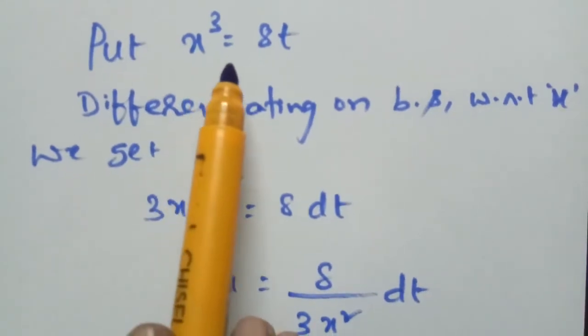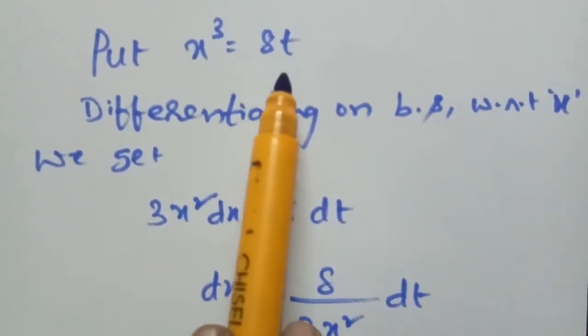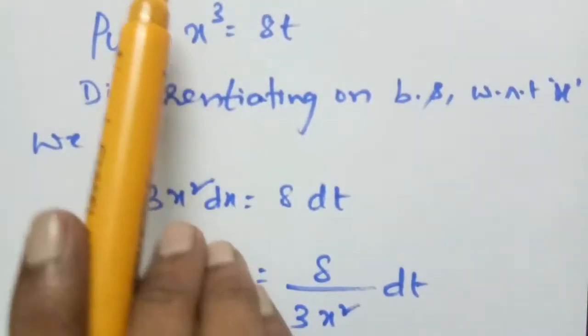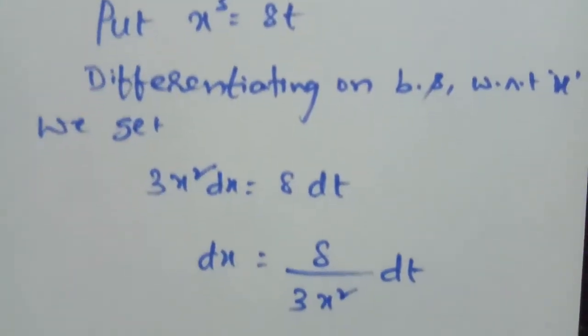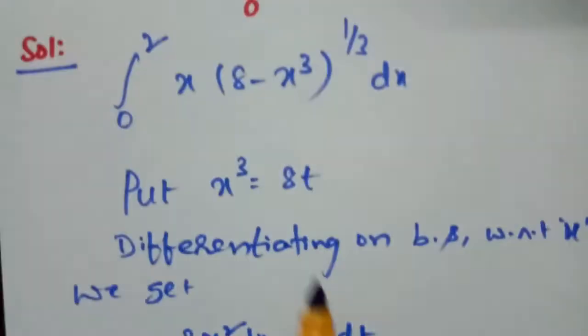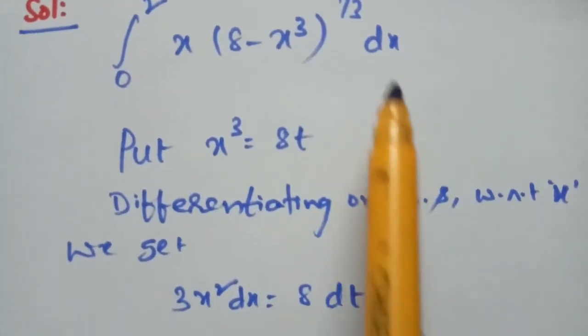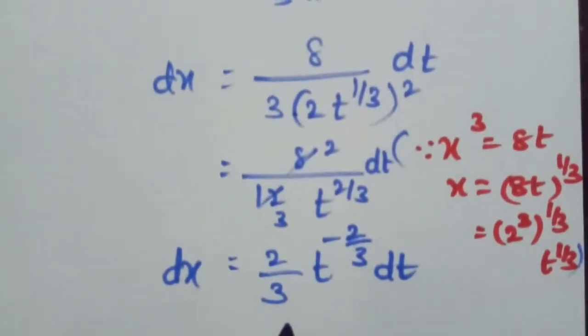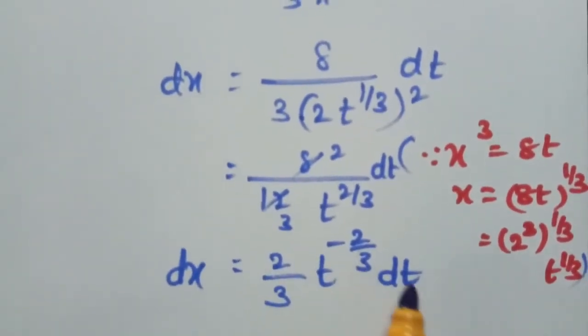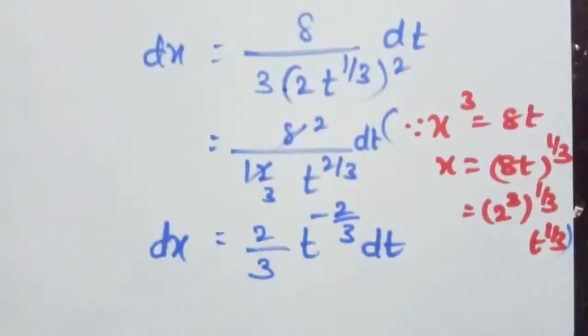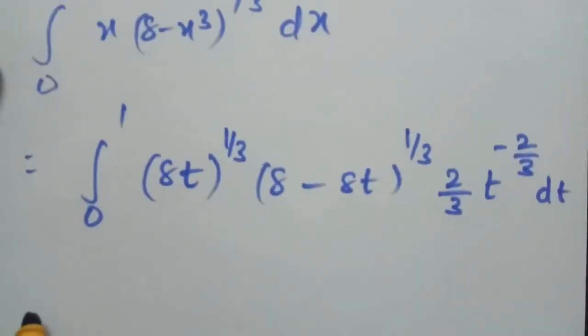x cube is equal to 8t. Therefore, x is equal to (8t) to the power of 1 by 3. We substituted the x cube value 8t here, and dx is equal to 2 by 3 t to the power of minus 2 by 3 dt. We substituted these in the given integration.